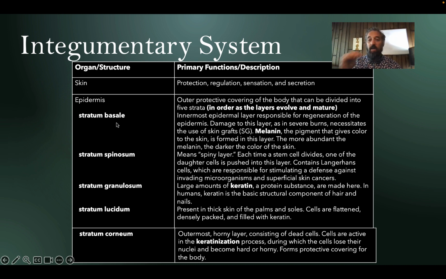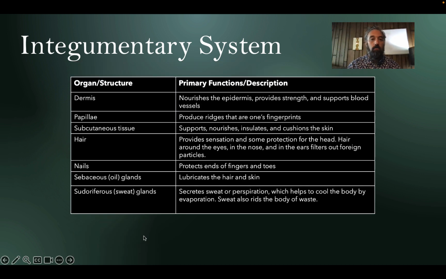The basal is the base level, which is why it's called that. Spinosum has some spiny bits in it. Granulosum has some grainy bits in it. Lucidum is normally clear, which is why it's called lucid. Lucid means clear. Corneum is at the top, and cornea is like the crown, so it's the crown layer. So there are more cells that are alive at the stratum basale as we go up to the top. So this is from base to top.